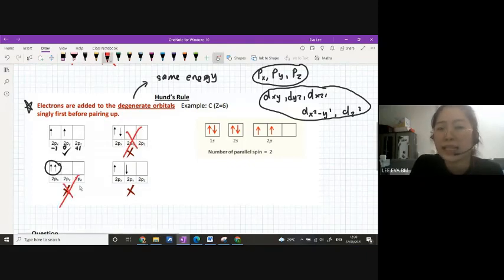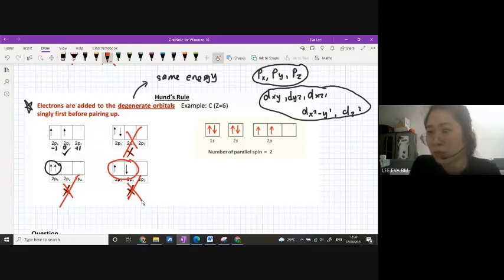Sebab awak kena isi singly untuk setiap orbital dulu. Unless dia sudah penuh, baru kita pair up. So this is the sentence: fill the electrons singly first before pairing up. And then the last one over here also got it wrong, because you need to have the same direction for different orbitals. Okay, so mesti kena ingat.